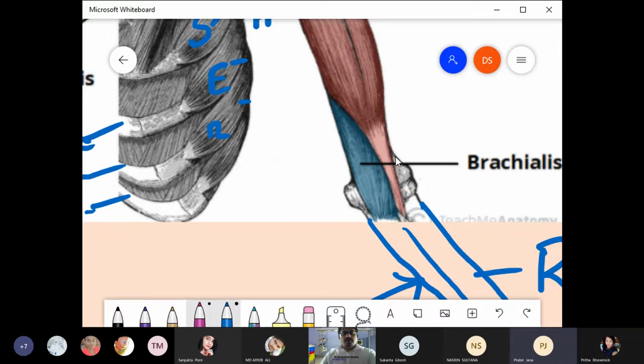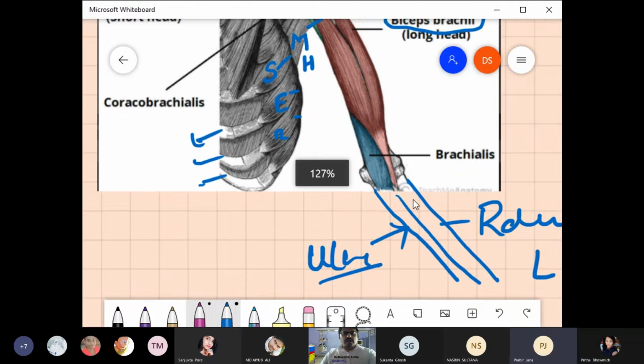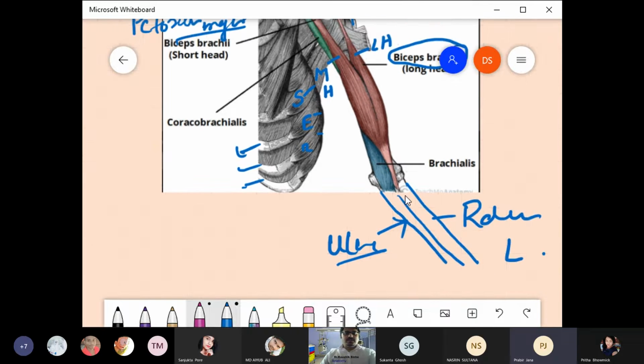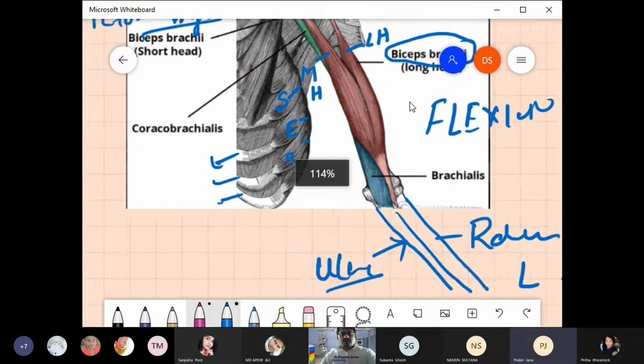That means what? When this muscle contracts, it will pull the upper part of the radius. So as it pulls the upper part of the radius, what will happen? The forearm bone, that is the radius itself, will be lifted up. So this is basically a kind of flexion. If this is a flexion movement, and the muscle is a flexor muscle. Okay, did you get it now?